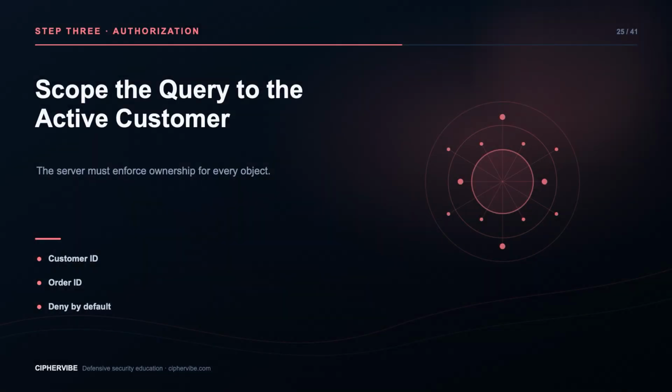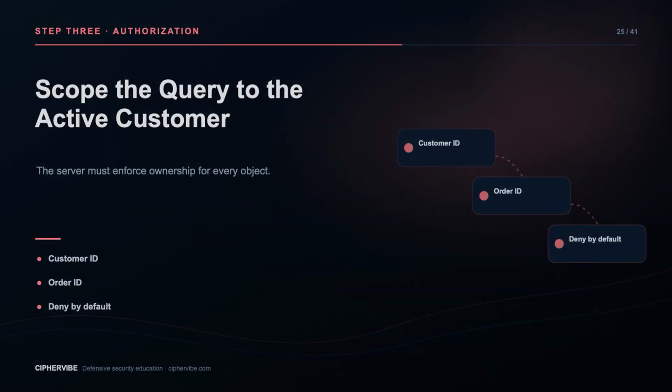The order lookup must enforce ownership on the server. A safer design scopes the query to both the requested order and the active customer, then denies by default when no authorized record exists. Hiding another customer's order link in the browser is not an authorization control.